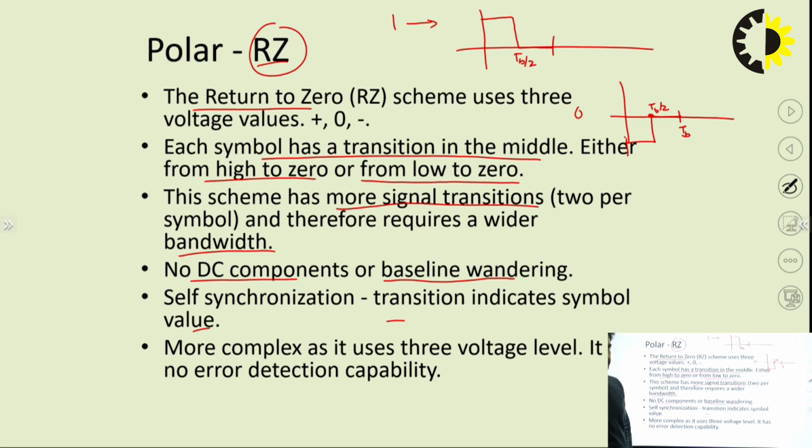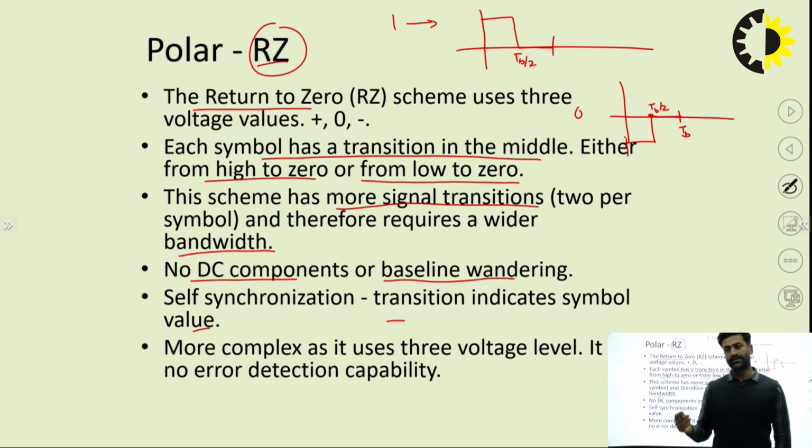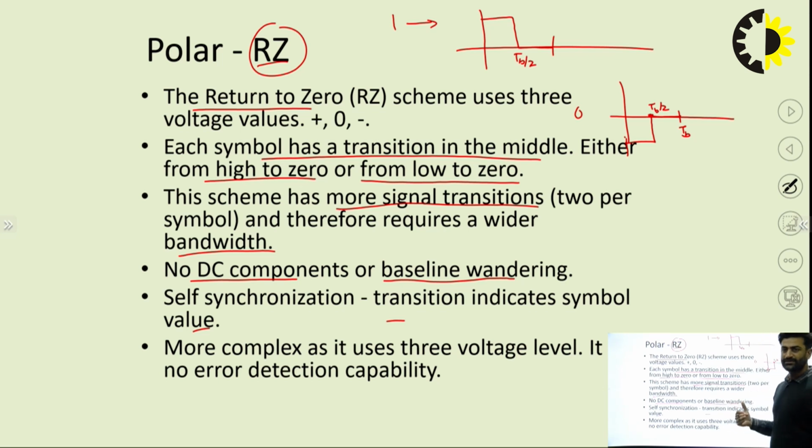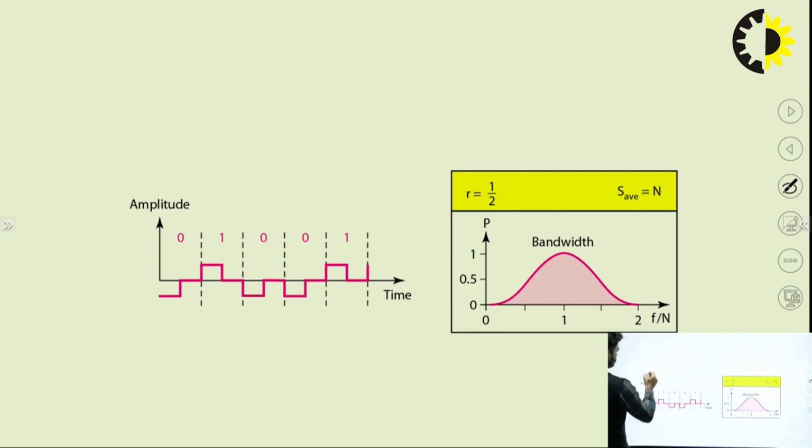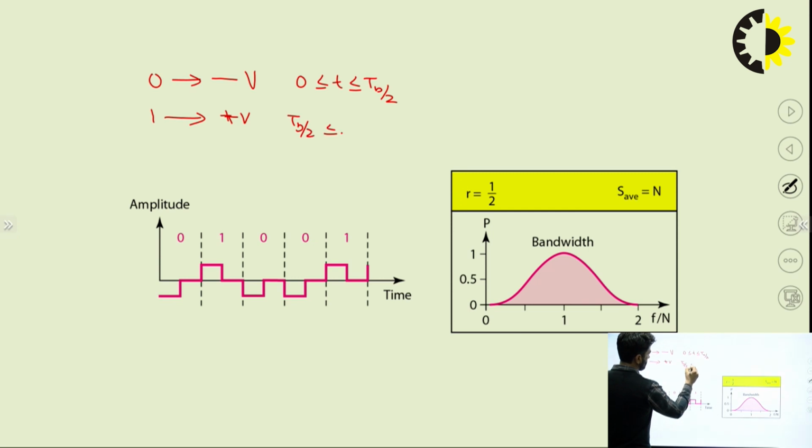Now there is no DC component as we are representing 1 as a plus voltage and 0 as a negative voltage. At last, when we calculate the DC component, the whole voltage will be cancelled out. There will be no DC component in this polar scheme. It is the advantage of polar over unipolar. Now here you can see the example. Data is given. 0, I have told you, is represented as a negative voltage for TB by 2, and 1 is represented as a plus voltage for the next TB by 2. Oh, sorry.